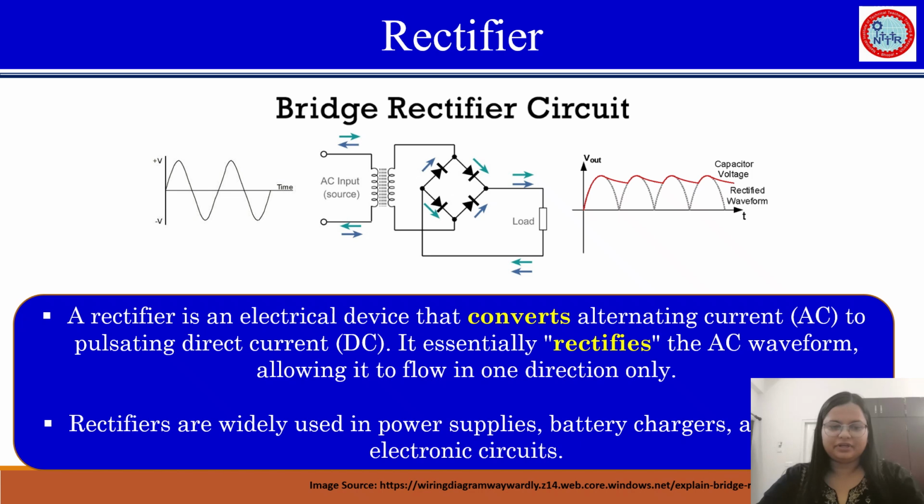So, what is a rectifier? A rectifier is basically an electrical device that converts alternating current AC into direct current DC. In simple words, it rectifies the AC waveform so that current flows in only one direction. Rectifiers are essential in power supplies, battery chargers, radio, and communication circuits. Basically, wherever DC is required from an AC source.